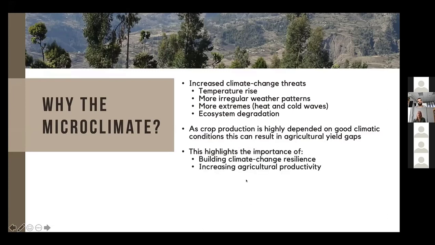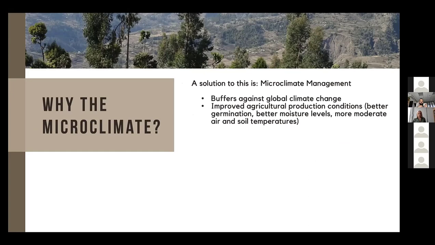This, of course, highlights the importance of first building climate change resilience, and then, of course, increasing the agricultural productivity. A solution that we think can be really helpful in this aspect is microclimate management, as the microclimate buffers against global climate change, and therefore it can improve the agricultural production conditions. This is the result of better germination, better moisture levels, and more moderate air and soil temperatures.